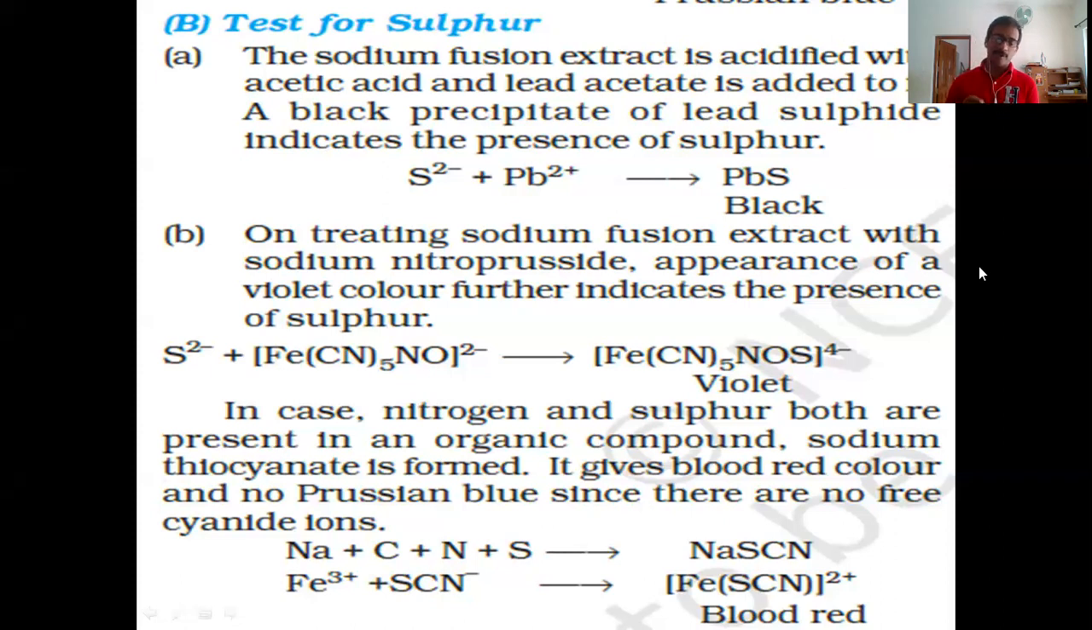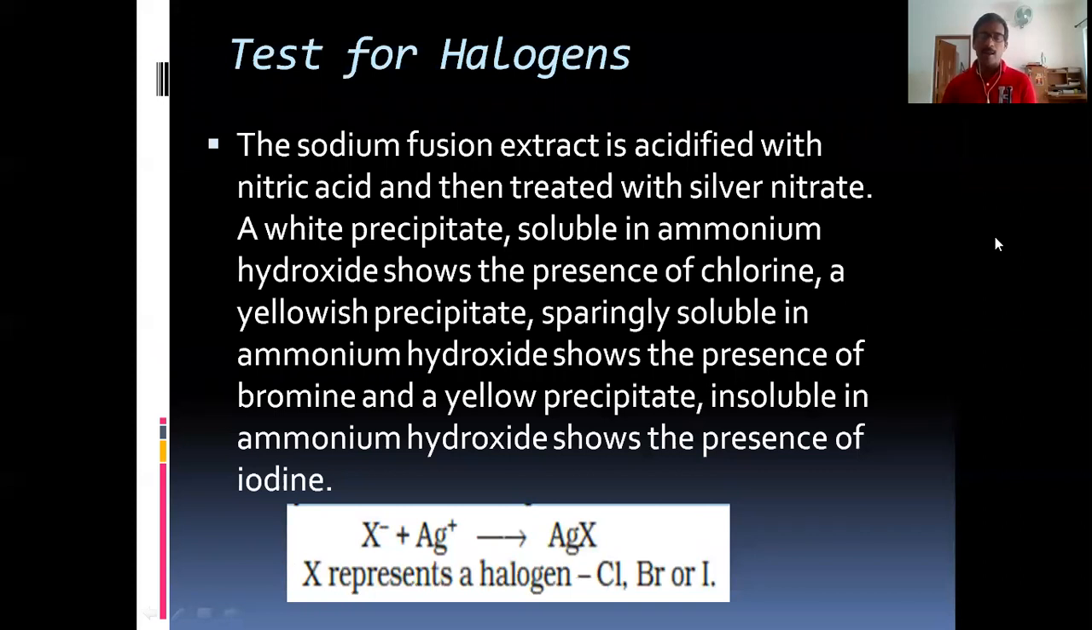I already told you, if nitrogen and sulfur are present together, sodium will form sodium thiocyanate. Na + C + N + S gives NaSCN. NaSCN reacts readily with Fe3+ ions to form ferric thiocyanate, which is blood red in color. So you can check by adding a ferric salt, for example ferric chloride. Add 1 drop of ferric chloride to it. Then you will get a blood red coloration that indicates the presence of nitrogen and sulfur together in the organic compound.